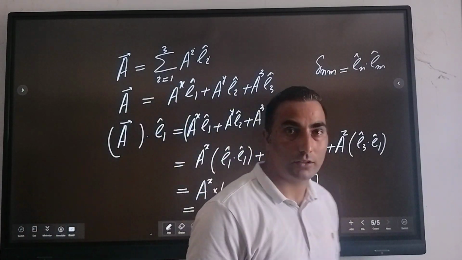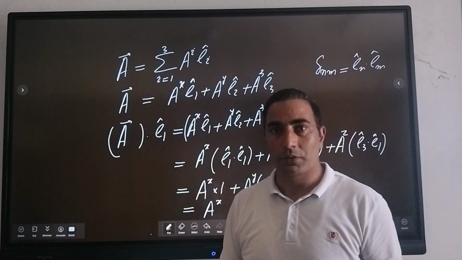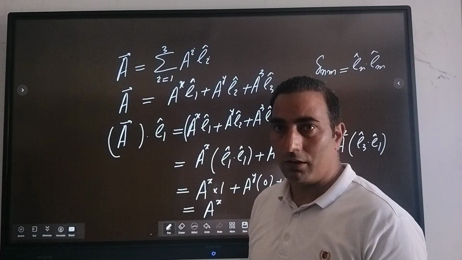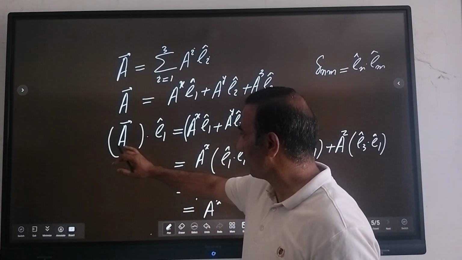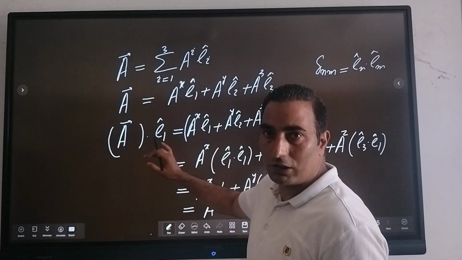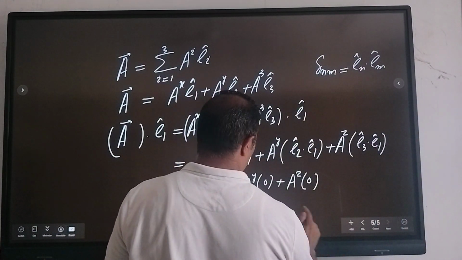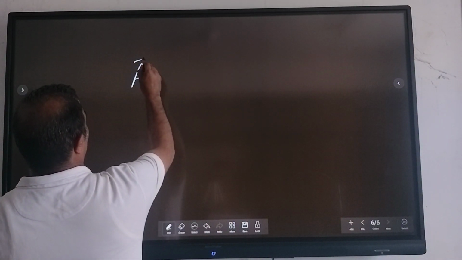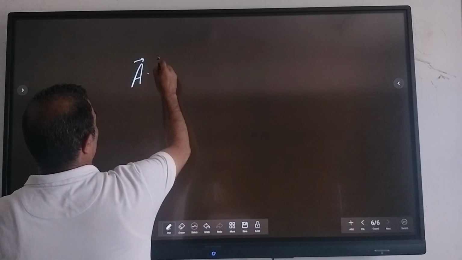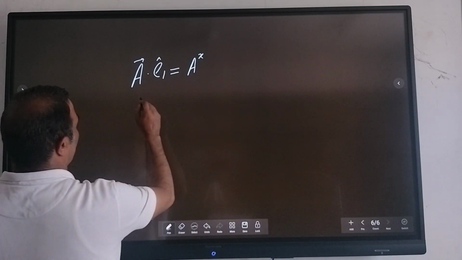So that means if we know this vector A, we can calculate the value of this vector A along the x direction, simply by taking this product with the unit vector along x, and similarly you can write for the others. So our A vector dot E1 equal to AX, right?